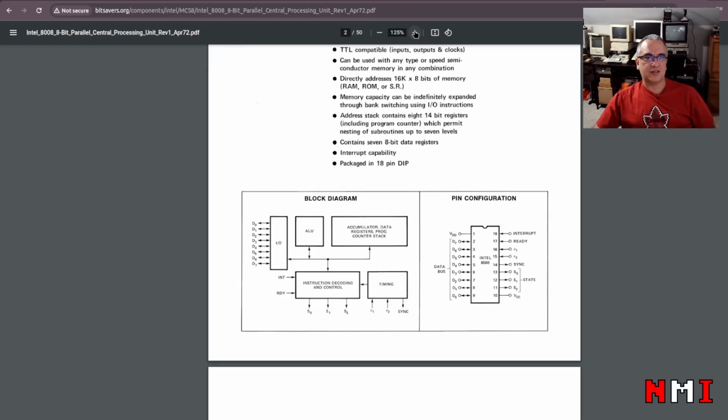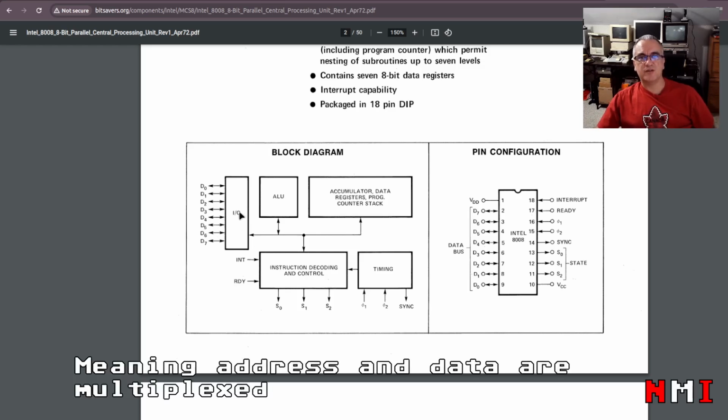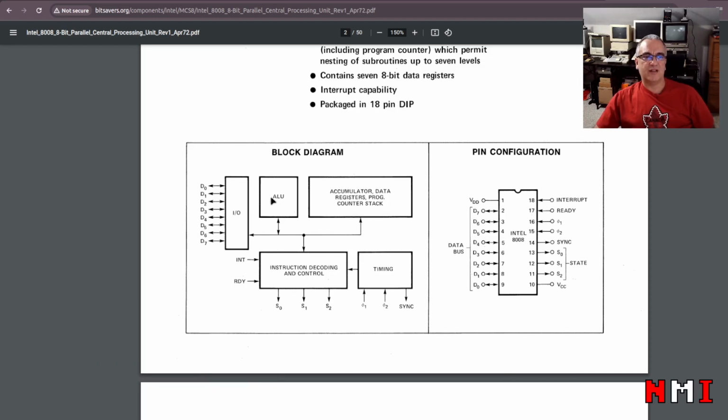Let me zoom in here. This is a very classic block diagram. We can see the I/O. So the 8 lines here are shared by data and address. We have an arithmetic and logic unit, accumulator, registers and other stuff here, and instruction decoding and control.